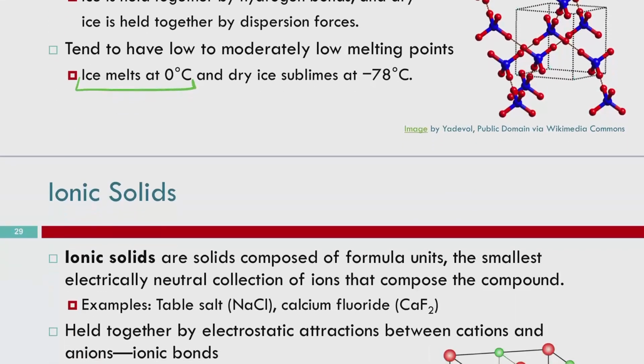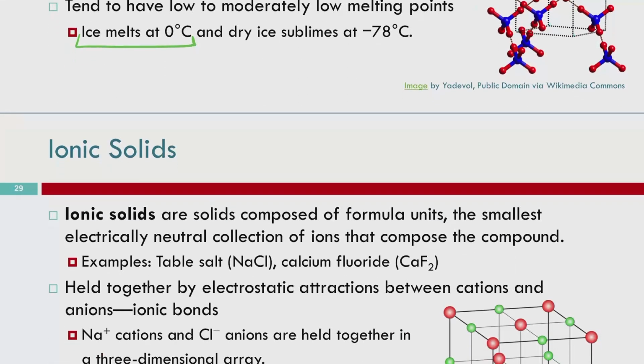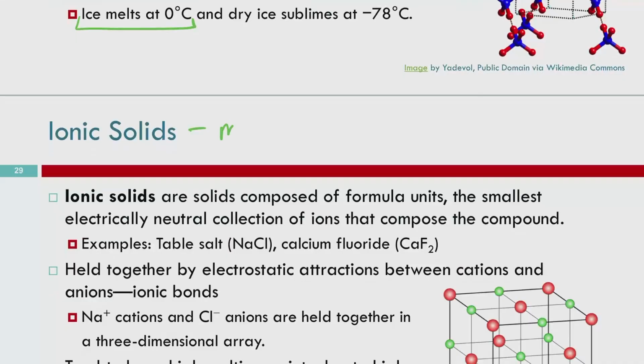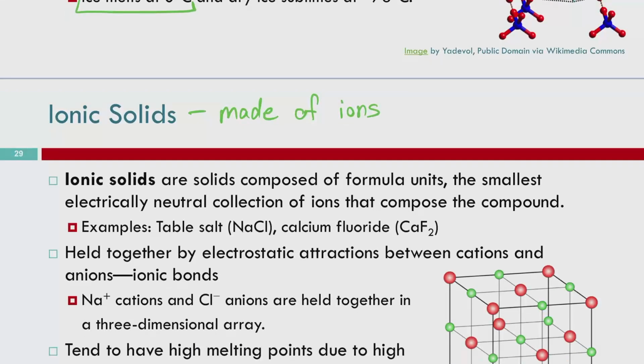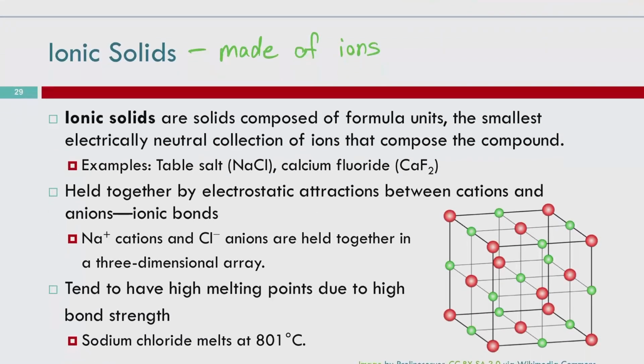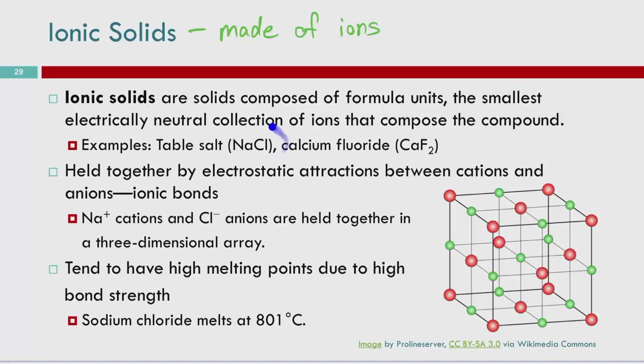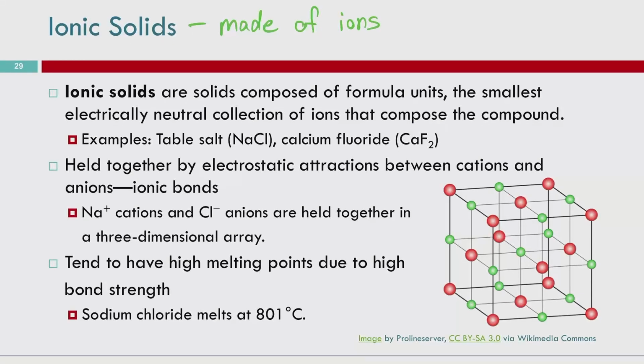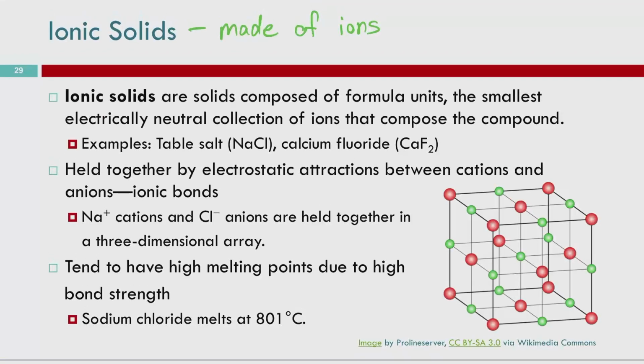So ionic solids are made of formula units made of ions, a repeating array of positively and negatively charged ions, thinking about things like table salt. Calcium fluoride would also be an ionic solid. Magnesium chloride would also be an ionic solid.